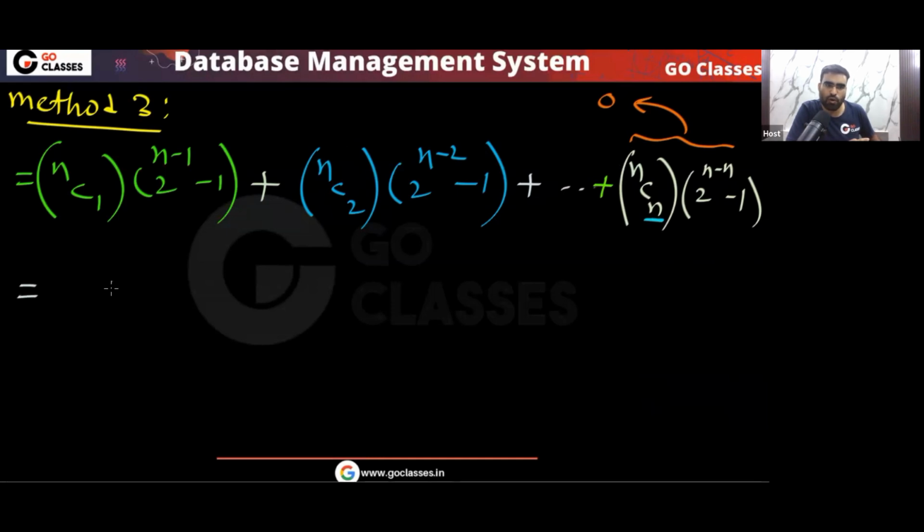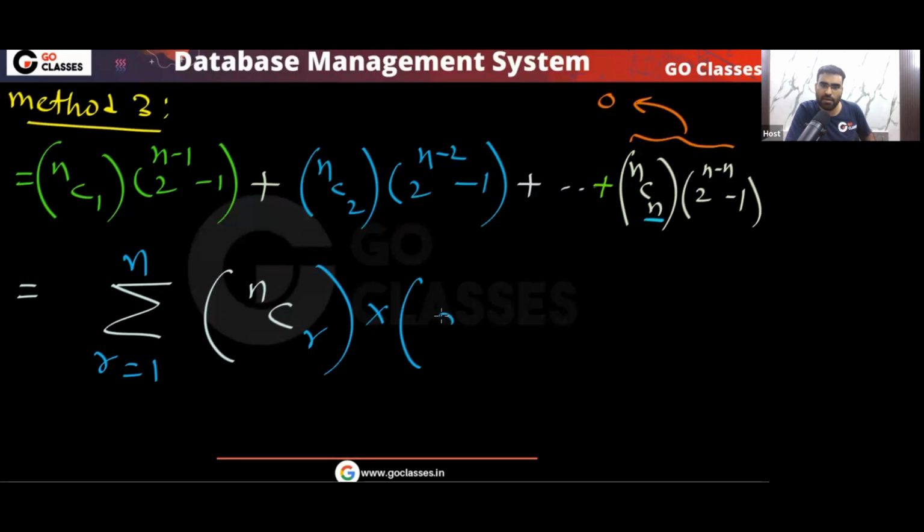Can you write it in the short form? The short form is like this. Summation of, see here n is fixed. Summation of nc, but this is not fixed. This is 1, 2, and so on, so I can put r here. This r is going from 1 to n. ncr multiplied by 2 power. What should I write in the power of 2? When I have 1 here, the power of 2 is n minus 1. When I have 2 here, you have n minus 2. So when I have r here, you will put n minus r minus 1. Yes or no? This is your final answer.